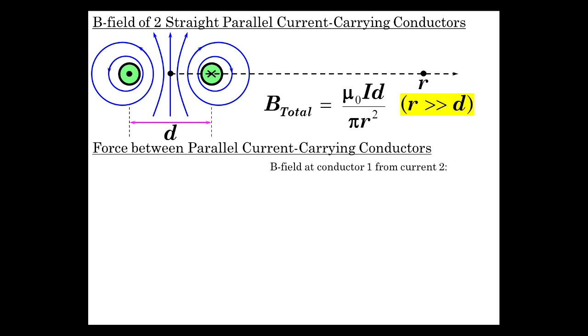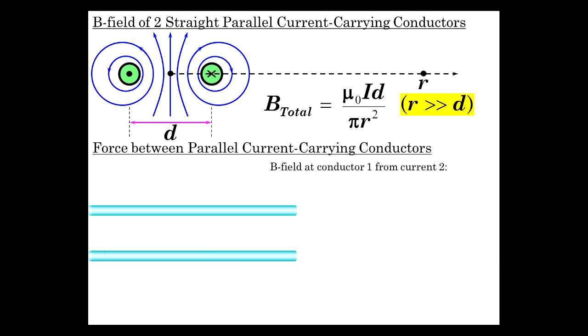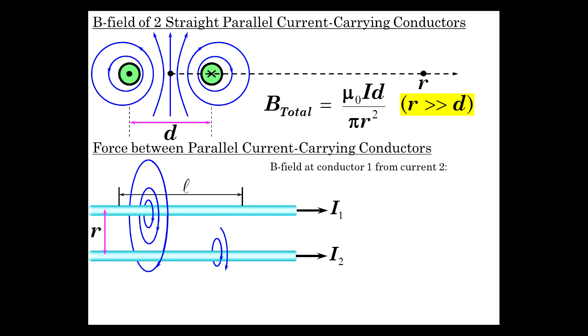But now more specifically important for our purposes, the force between parallel current-carrying conductors. So we're going to consider two conductors separated by r. So we have a length, we have current 1, and we have current 2. We'll have the currents going in the same direction in this case. The magnetic fields produced around the respective conductors are shown.